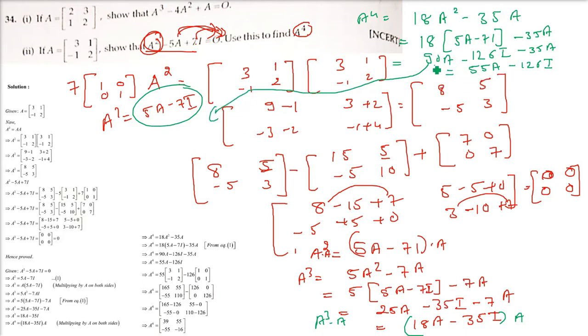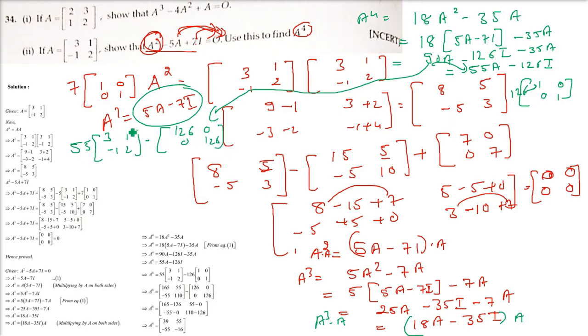to replace. A is already given, no? 55 into A is what? 3, 1, negative 1, 2. And minus 126 into I. What is I? 1001. Multiply this by 126 and put in here. It will be 126, 0, 0, 126.